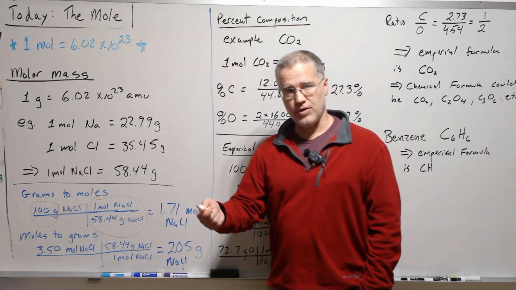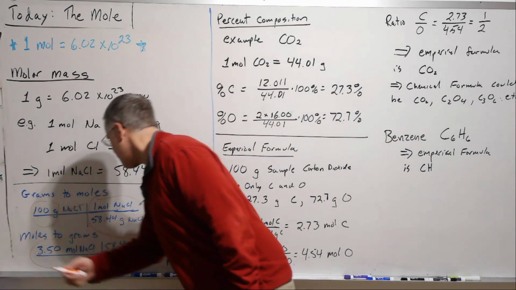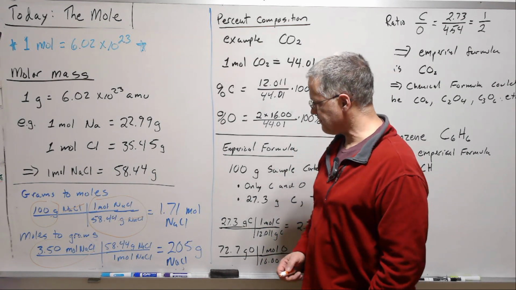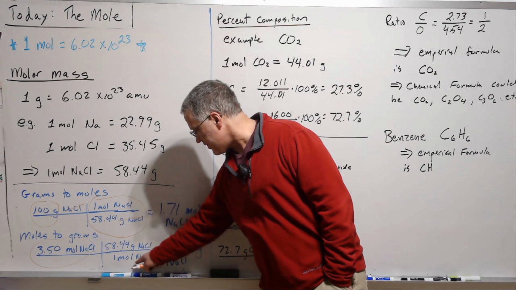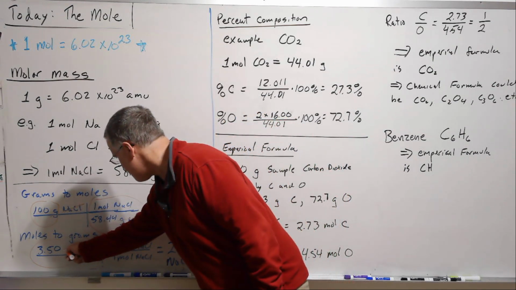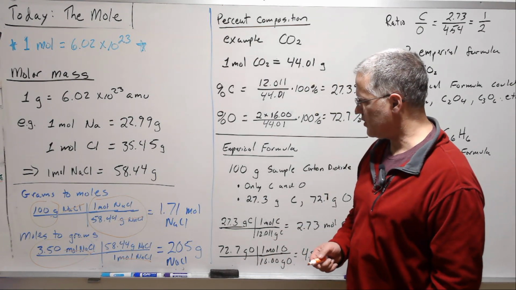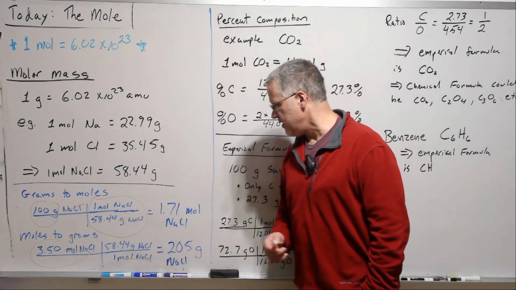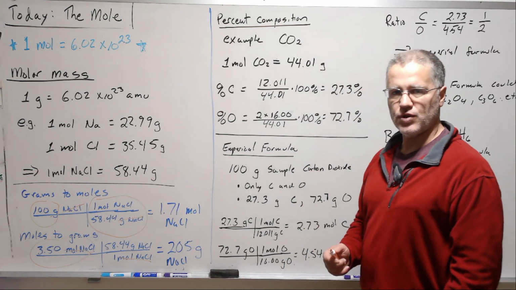Now we want to be able to go the other way. Say we're given a certain amount of moles. So here we're given 3.5 moles of sodium chloride. Now we put this ratio the other way. We want the moles of sodium chloride to cancel and then leave us with grams of sodium chloride. And so we multiply this out, 3.5 times 58.44, and we get 205 grams of sodium chloride.